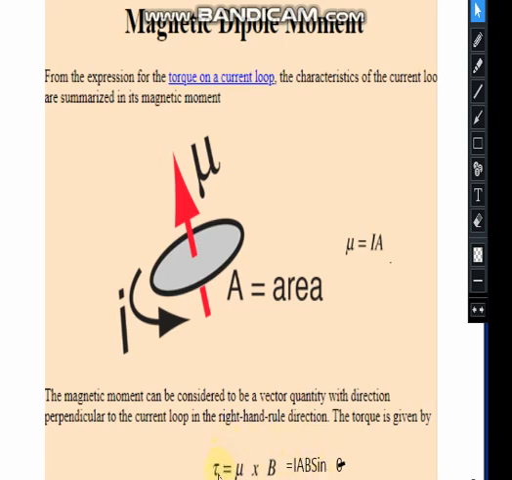So torque acting on any current loop will be equal to mu cross B, and its action would be to bring mu into alignment with B. It will become 0 when A and B are aligned with each other. That is, the normal to the area or to the loop and the magnetic field B, when they are aligned with each other or when they become parallel to each other, the torque ends, or the torque stops acting.